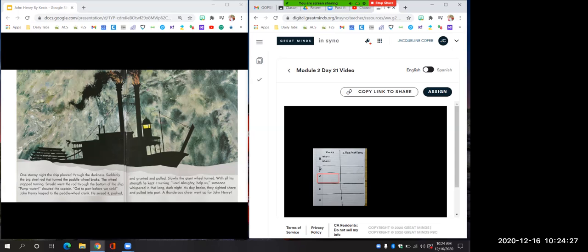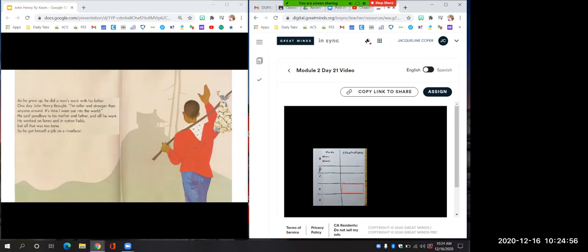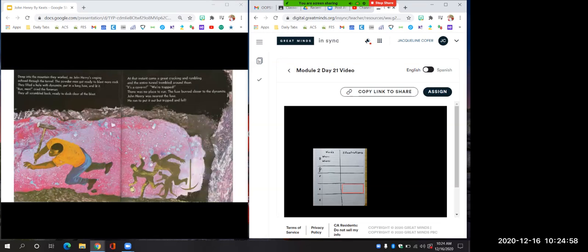Okay, so we already filled in our first part together and we drew our picture. And you can draw the picture first if you want to, or you can do it second. It's totally up to you. We're going to continue on and see what happens next. As I read pages 14 through 17, I encourage you to draw a picture of the next event in the illustrations column. Ready? Here we go.